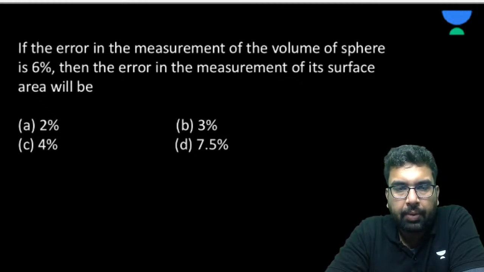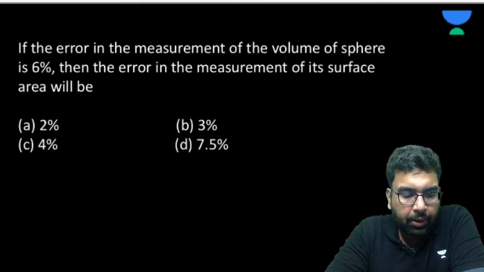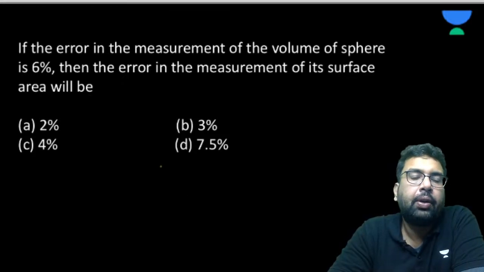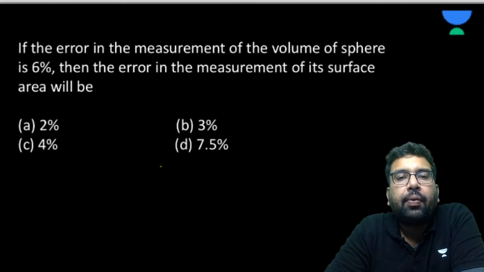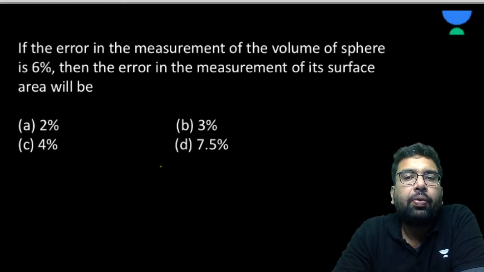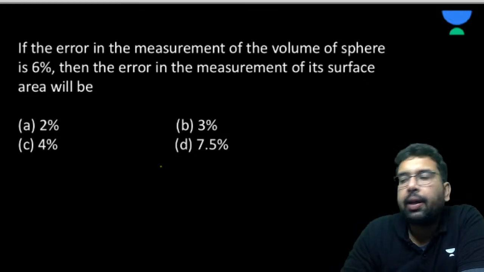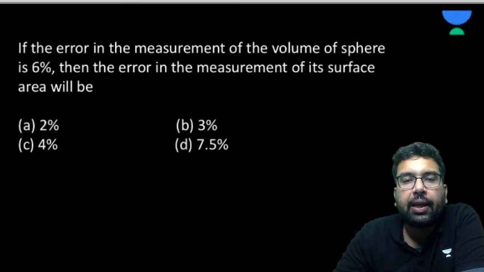Ayushi, you have given some answer, beta. What about the rest of you? Okay, let me solve it. So let's see. It says if the error in the measurement of the volume of a sphere is 6%, then the error in the measurement of surface area.